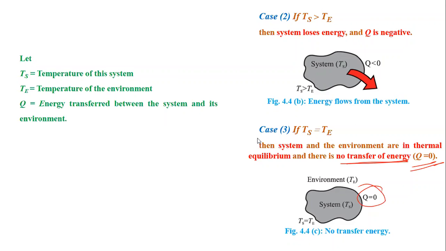Now the next case, case number 2. When heat is flowing from system to environment, the system loses energy. System loses energy means Q is negative. When system and environment have the same temperature, then there will be no transfer of energy between system and environment. So Q is 0.